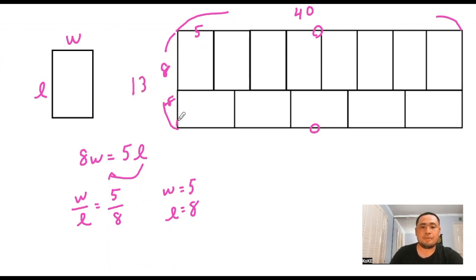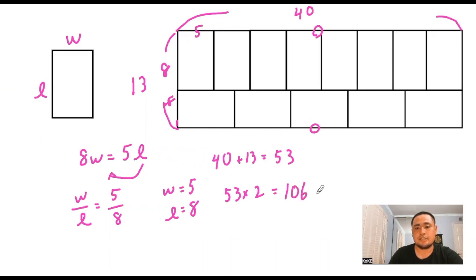So if you add up this side and then this side, 40 plus 13, that right here is going to equal 53. And then I'm just going to double that to get the entire perimeter of the rectangle. So 53 times 2 is going to equal 106 centimeters.